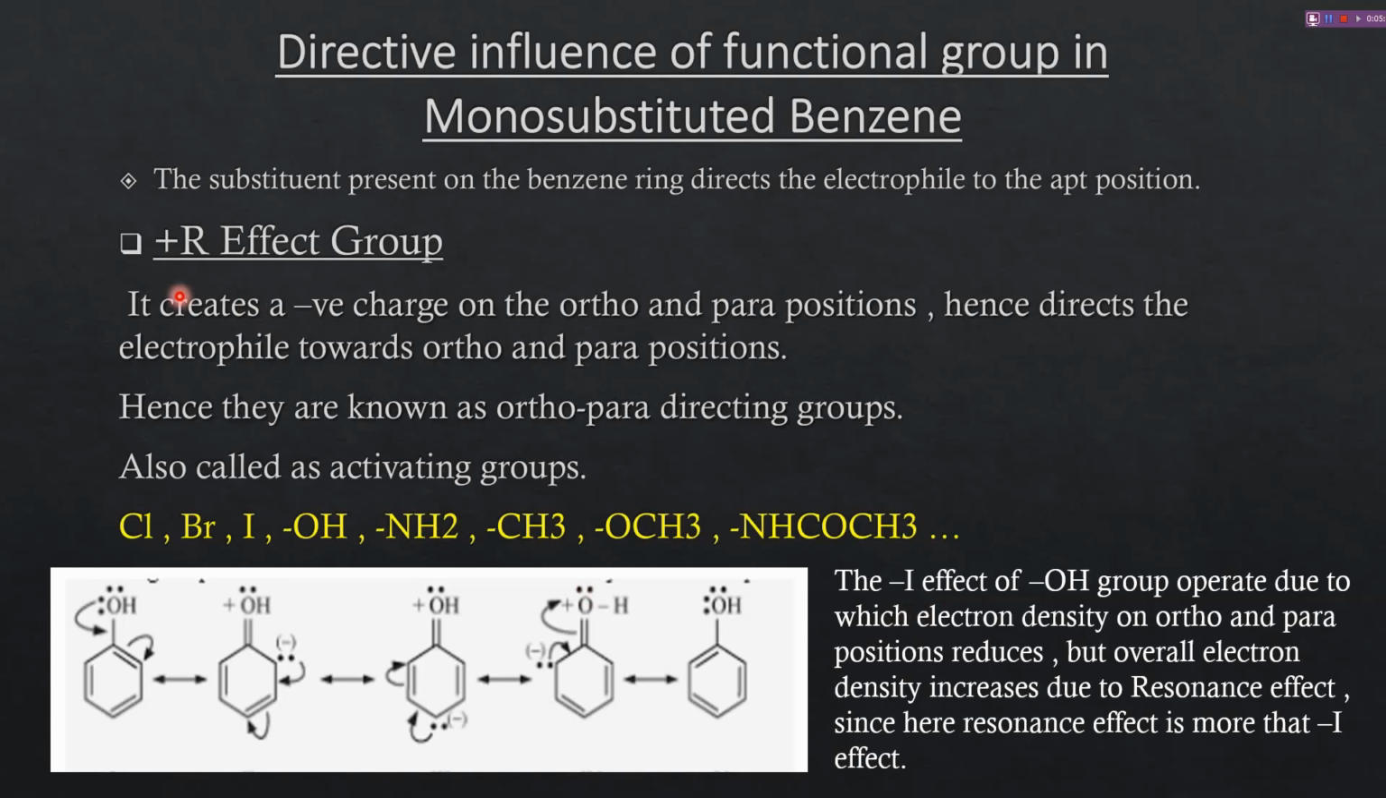So it is defined as the polarity produced in a molecule by the interaction of two pi bonds or lone pair of electrons or pi bond. So it is due to the interaction between lone pair and pi electrons, right? So here plus R effect group means positive resonance effect group. So here what happens, here the electron is taken away from the substituted group.